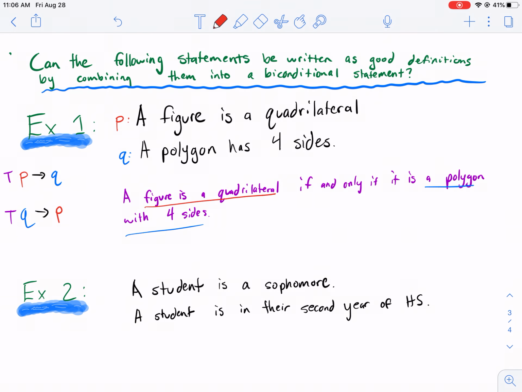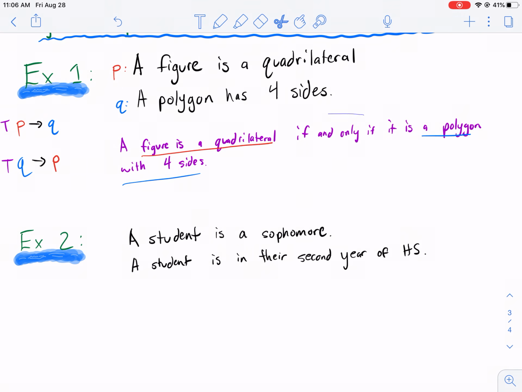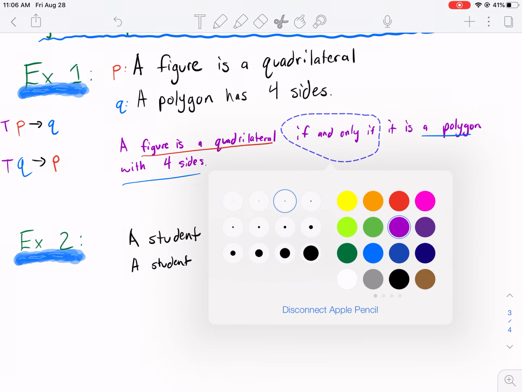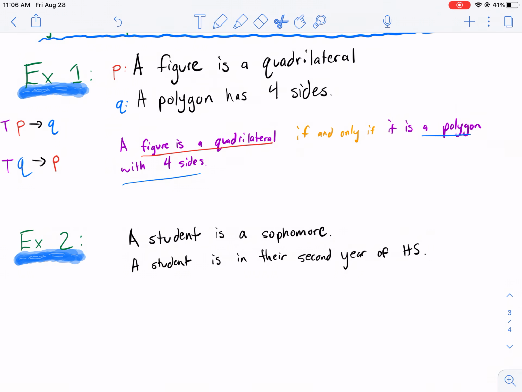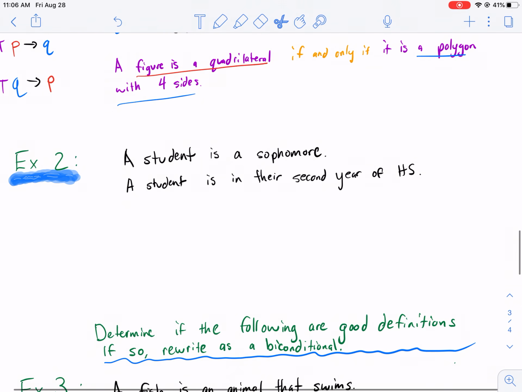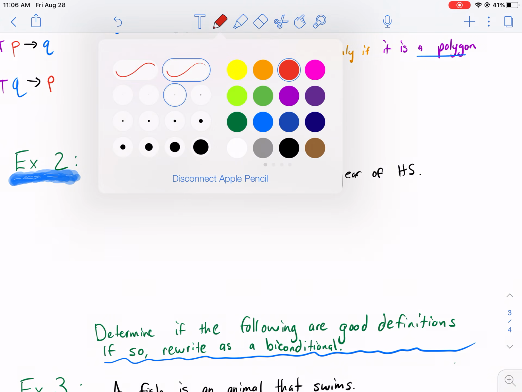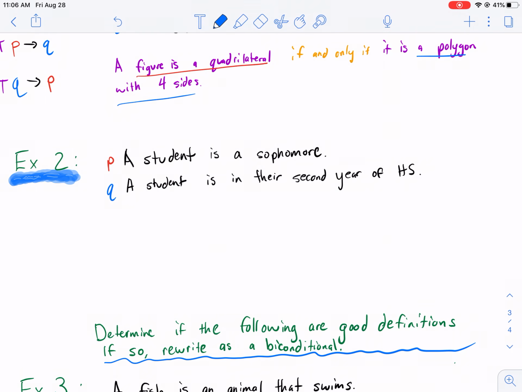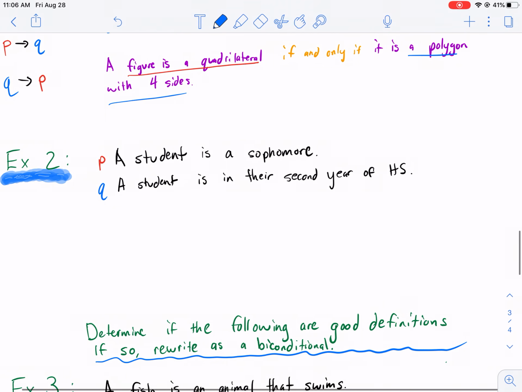So this is good written as it is. And then we need this, okay? This is very important. I'm going to put this in orange just so you can see that. All right, now second one. We'll call the first one P, second one Q. I'm not going to write the P then Q again. I'll just kind of refer back to it.